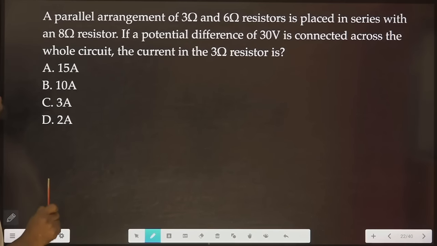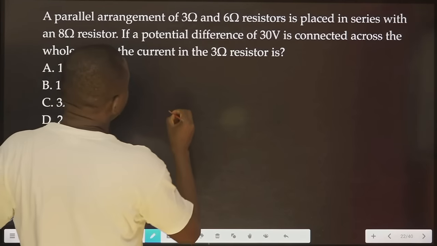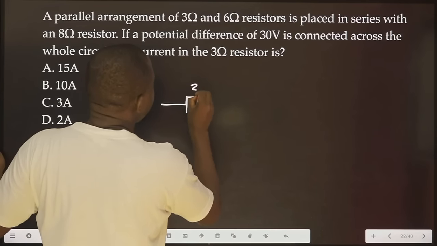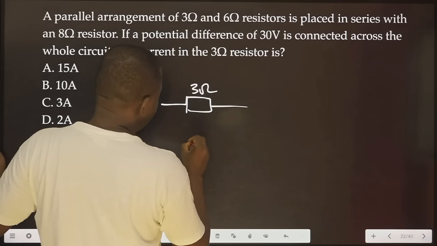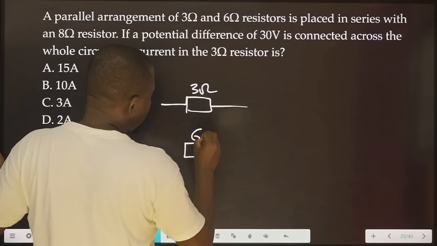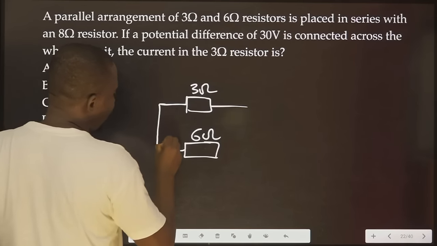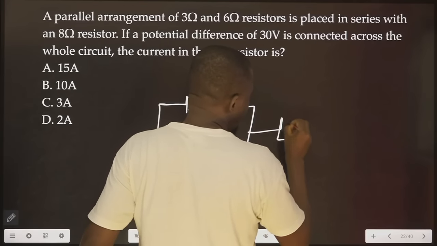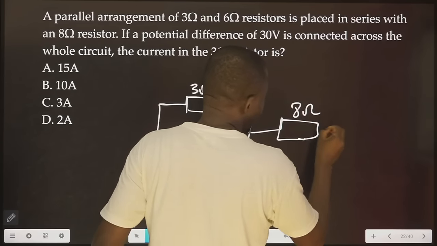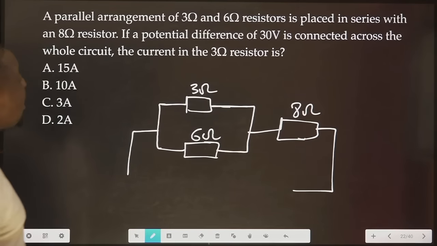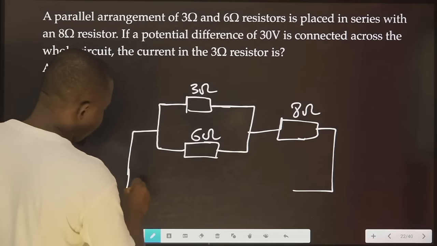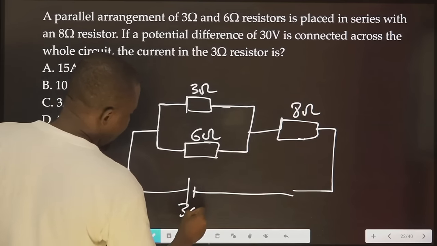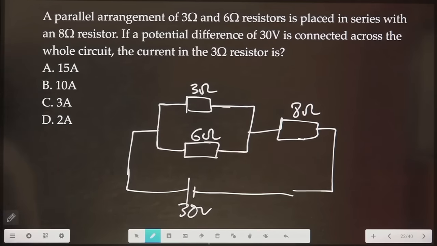It says a parallel arrangement of 3 ohm and 6 ohm resistors is placed in series with an 8 ohm resistor. That is 3 ohms and 6 ohms, they are placed in parallel like this, okay? Placed in series with another one of 8 ohms, okay? If a potential difference of 30 volt, that is here, is connected across everything, what current passes through here?